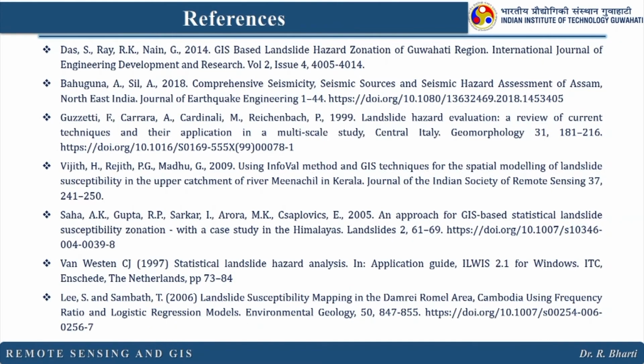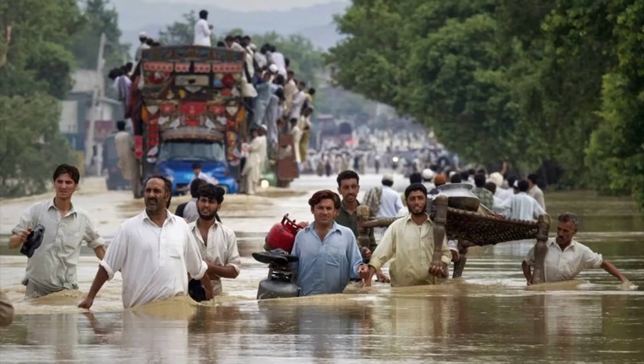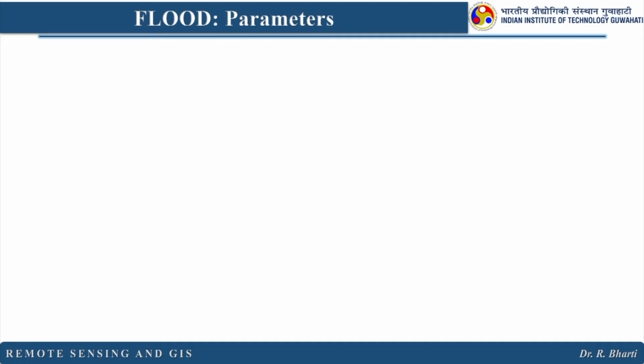These are the references which I have followed, so you can refer to them to know more about the application of remote sensing and GIS in landslide hazard monitoring. Now the next natural hazard is flood, which is devastating, right. So here we will quickly go through the different parameters.